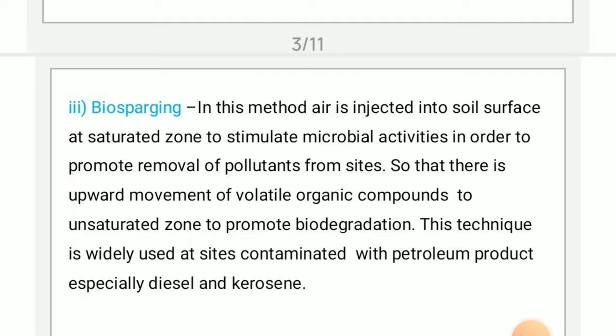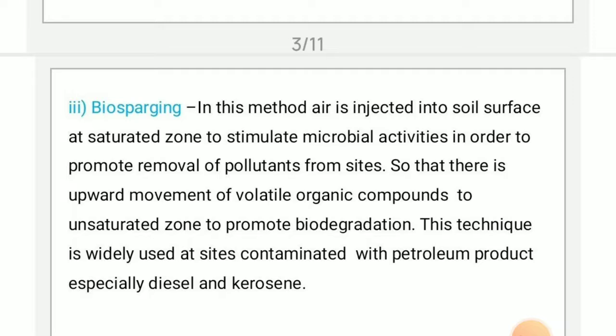In this method, the air is injected into the soil, into the saturated zones where the toxic chemicals are. If that area is affected by heavy metals or heavy toxic or hazardous chemicals, the injection of air stimulates the microbial activity, and that microbial activity promotes the removal of the pollutant from that area.